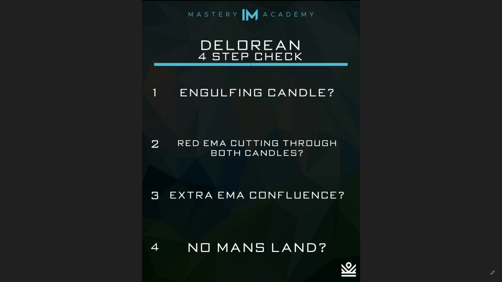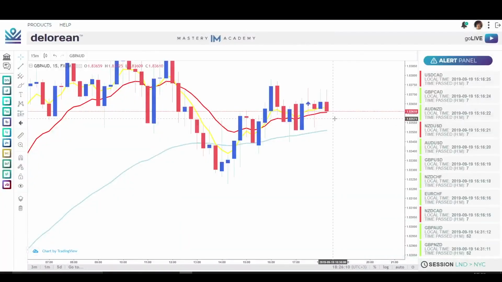Now, before we move on, I just want you to write these down or take a picture so that when we're on the charts, you know exactly what I'm talking about. Because these are the 4 questions that I ask myself, and if I get the correct answers for all 4 of these, then I execute the position. So with that said, let's go back over to Delorean.